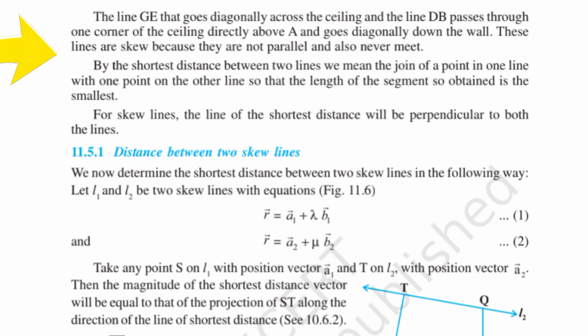By the shortest distance between two lines, we mean the join of a point on one line with a point on the other line, so that the length of the line segment so obtained is the smallest. For skew lines, the line of the shortest distance will be perpendicular to both the lines. 11.5.1 Distance between two skew lines.